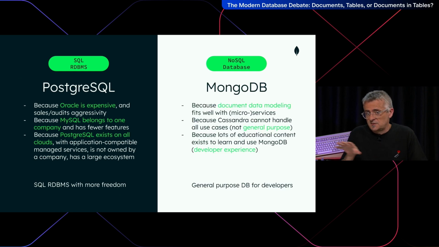On the document side, on the NoSQL side, MongoDB is the most popular document database, and it's also probably the only NoSQL database that really became general purpose, because you can do document, of course, but with them you can do time series, you can do spatial, you can do vectors. So you can cover multiple use cases, and that's also interesting today. So those two are the popular ones.